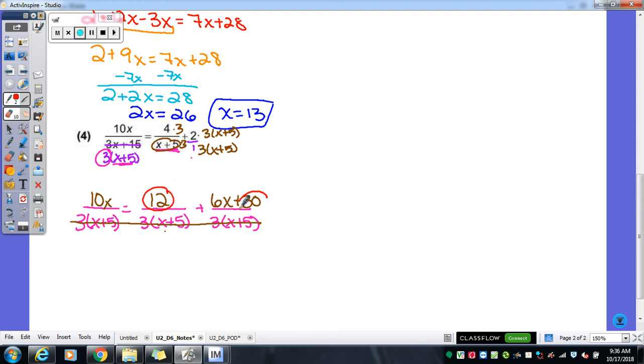Over here on the right side of the equal sign, I got those two numbers that I can combine. Gives me a 42. And we'll get our x's together. So what do we get? 42 divided by 4 gives us 10.5.